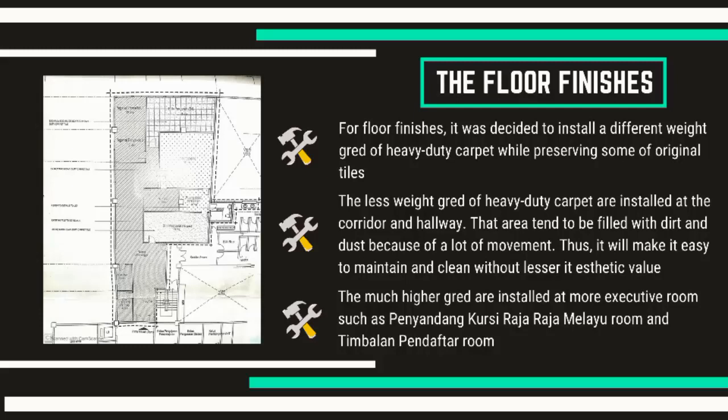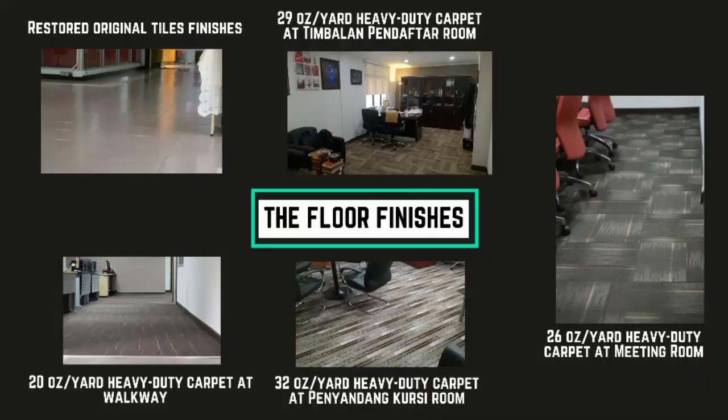The much higher grade is installed at the more executive rooms such as the penyandang kursi Raja-Raja Melayu room and the timbalan pendaftar room. This is the image of the floor finishes. At the left was the restored original tile finish. The 29 oz per yard heavy-duty carpet at the timbalan pendaftar room, 26 oz per yard heavy-duty carpet at the meeting room, 32 oz per yard heavy-duty carpet at the penyandang kursi room, and 20 oz per yard heavy-duty carpet at the walkway.